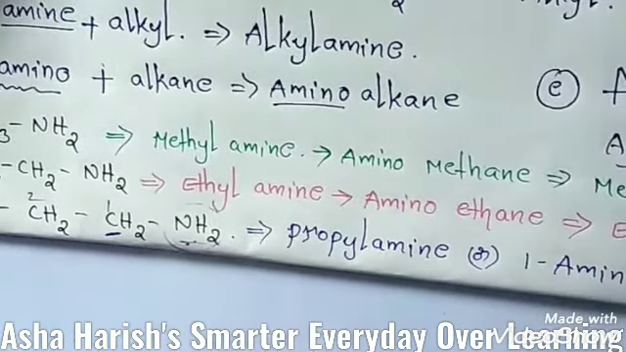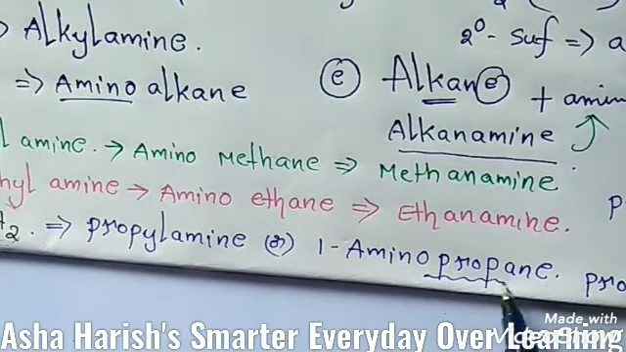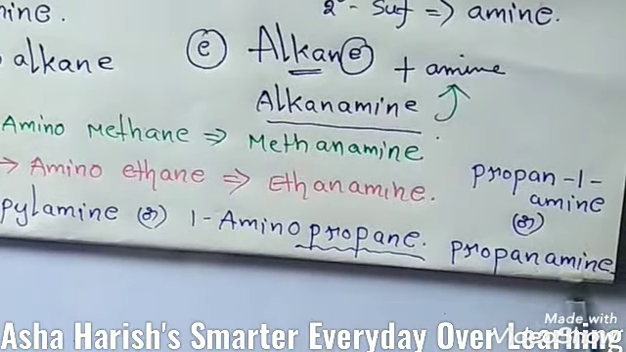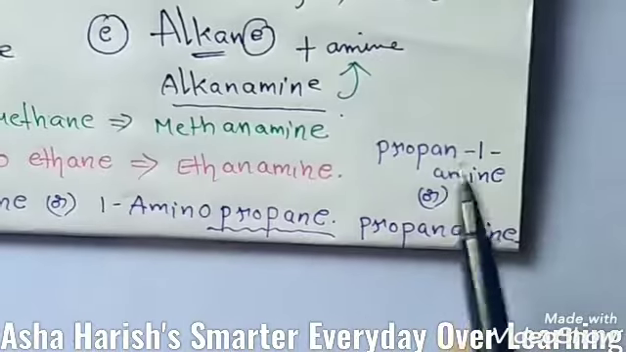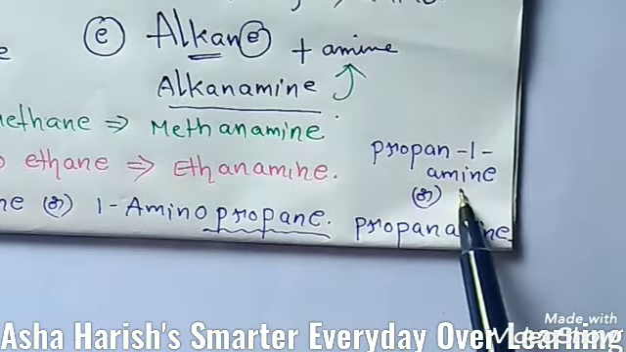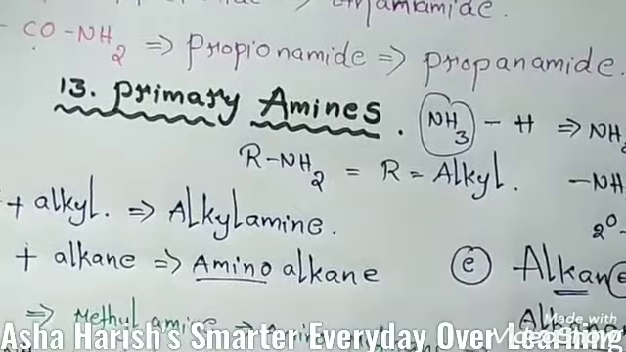So at the first carbon the amino group is located, so 1-aminopropane. This is the alkane, because only single bonds are present here. Then students, these two are the common names here. The IUPAC name should be propane-1-amine. Okay, propanamine, these two are the same. Right, this is about the primary amines, the 13th one.